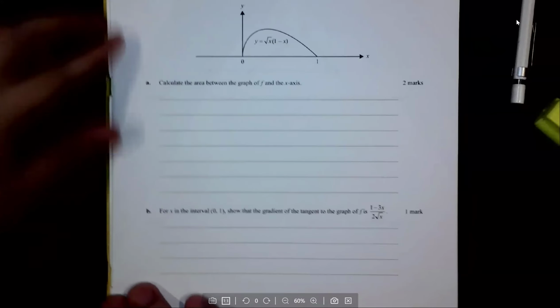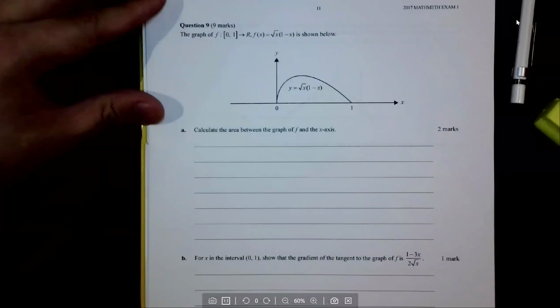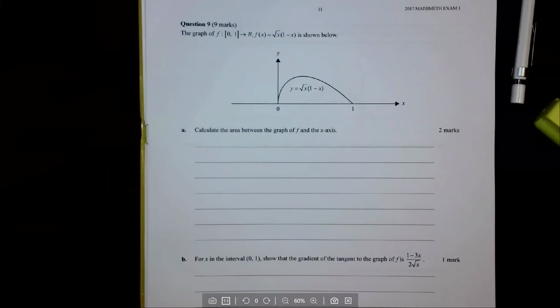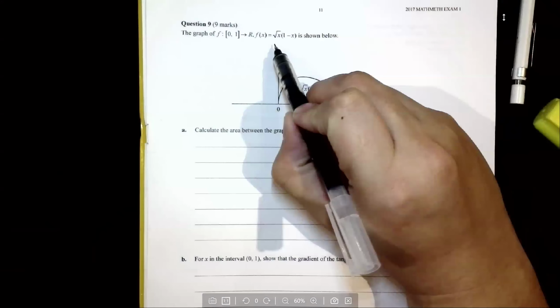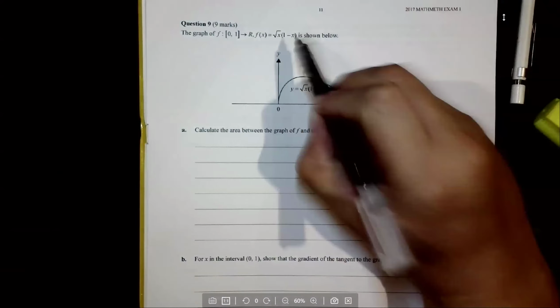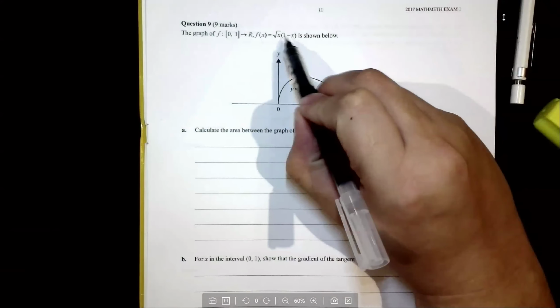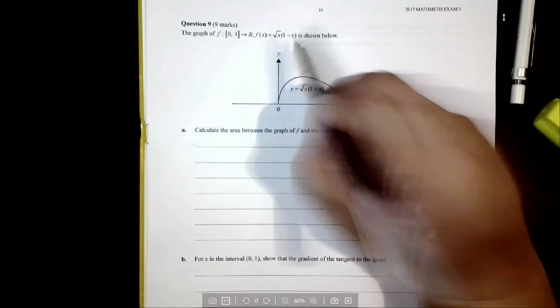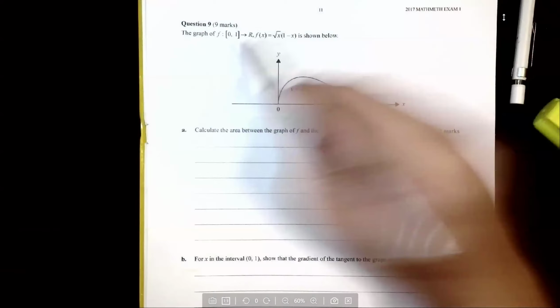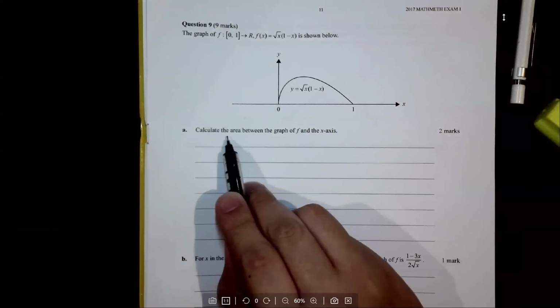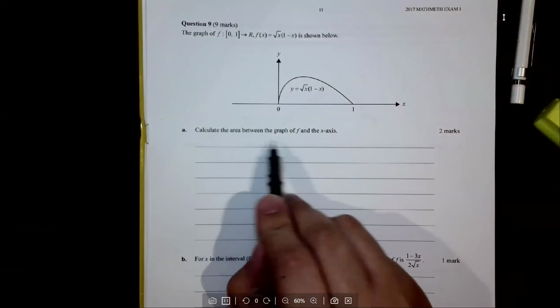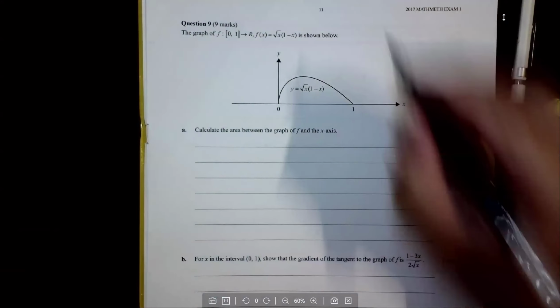So let's have a look at the last one. It's 9 marks. Long question. Historically, it was answered very poorly. The last question concerns a function involving the square root, root x times 1 minus x between 0 and 1. Here, first, we want to find the area between the graph of f and the x-axis.